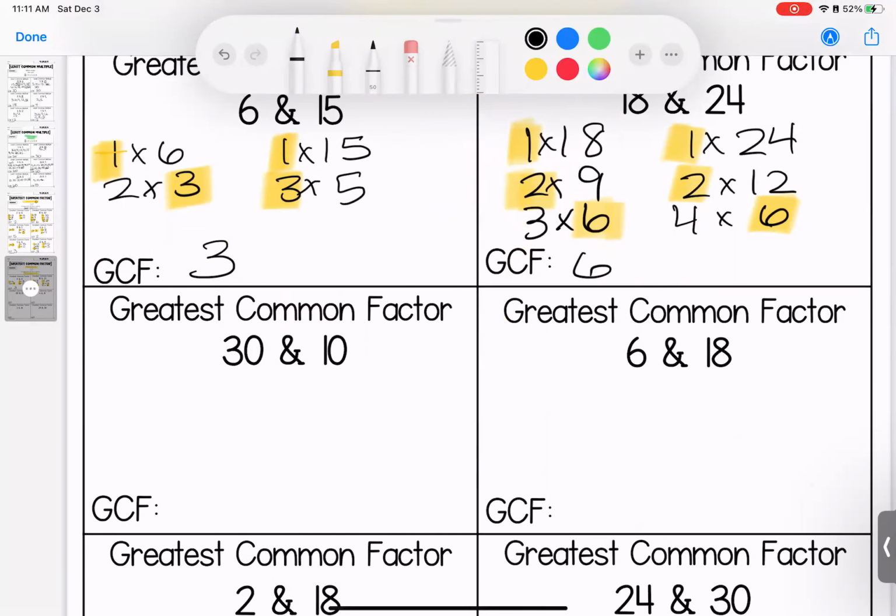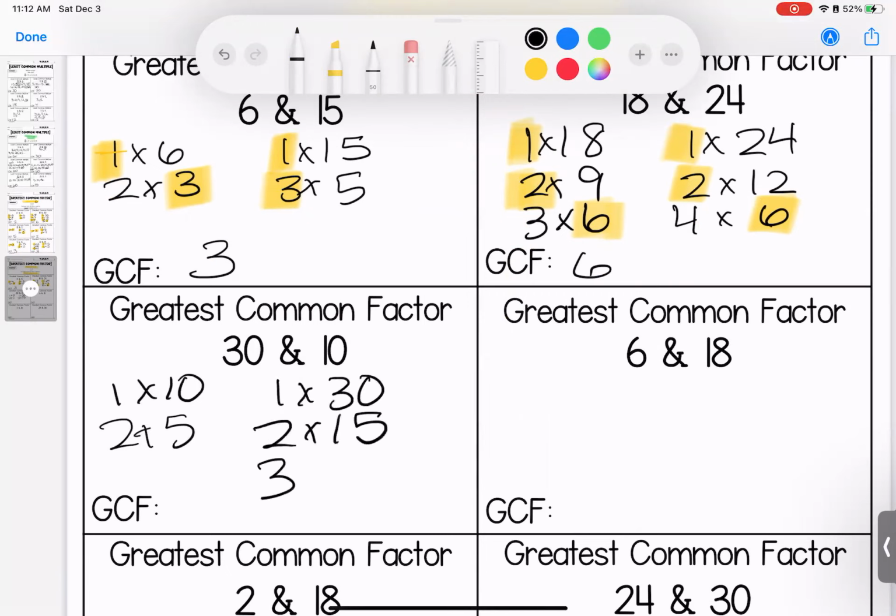Looking at 10 and 30. 10 is 1 times 10 and 2 times 5. 30 is 1 times 30, 2 times 15, 3 times 10, and 5 times 6. They match on the 1, the 2, the 5, and the 10. Greatest common factor for this set is 10.